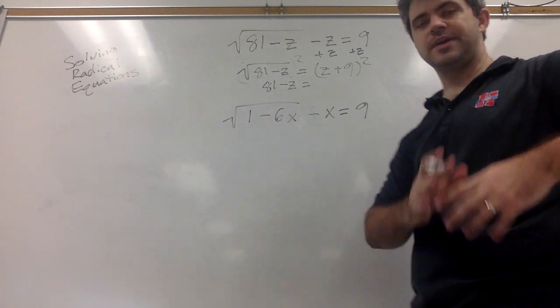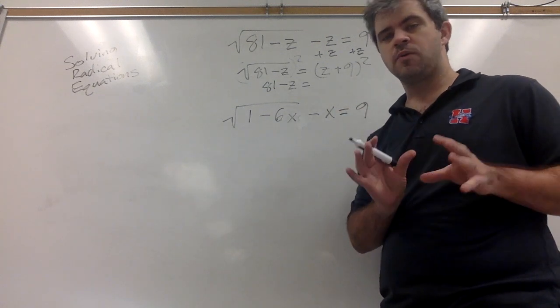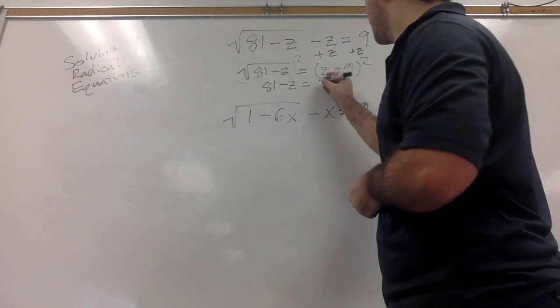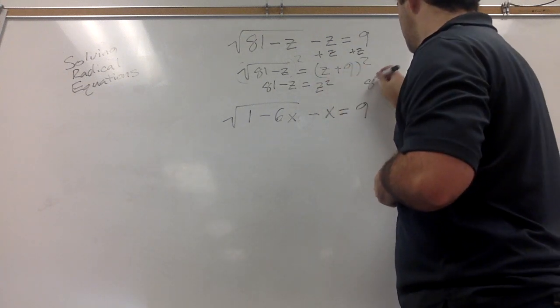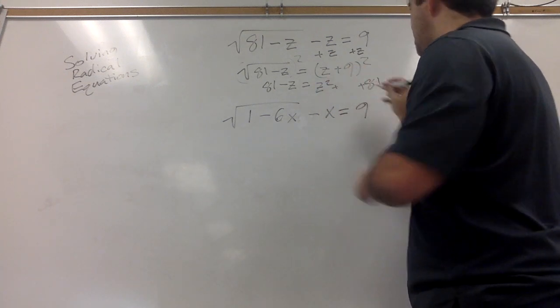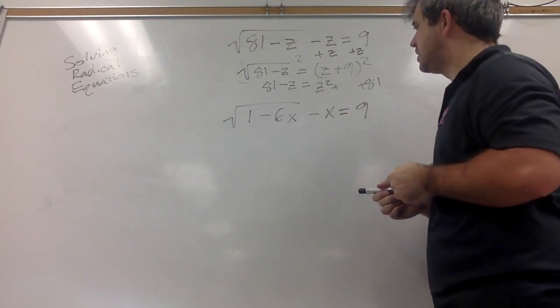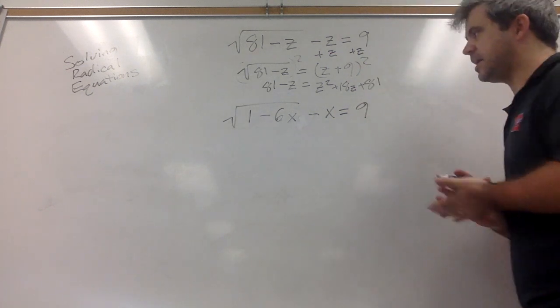Squaring this binomial is a little trickier. Now, if you watched my last video, you know that there's a shortcut here that's going to help us out a lot. We're going to square the first one. We're going to square the last one. And then multiply and double. So 9z, and then double that is 18z.